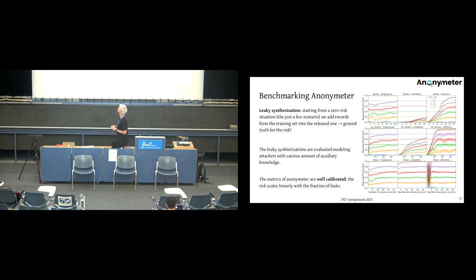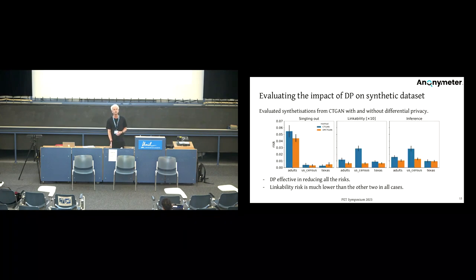And we can see that if you give the attacker enough auxiliary information, basically the risk that you measure will actually recover the fraction of privacy risk that you have introduced. So the risk measure is linear and sensitive.